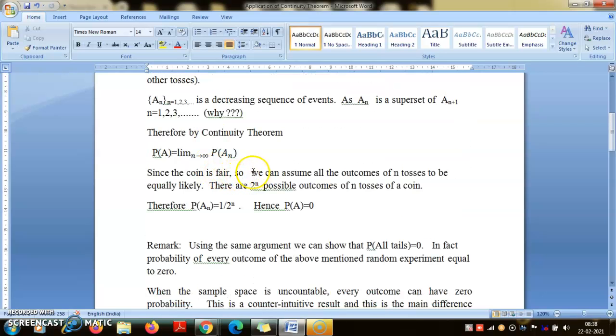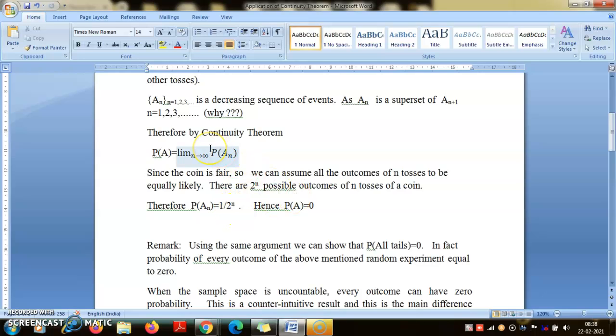When the coin is fair, we can assume all the outcomes to be equally likely. Now there are 2 to the power n possible outcomes in the first n tosses of a coin. So when we are computing the probability of An, we are concerned only about the first n tosses, because this is a statement regarding the outcome of n tosses. If each outcome is equally likely because the coin is fair, then the probability of An, where all the first n tosses are head, is 1 by 2 to the power n.